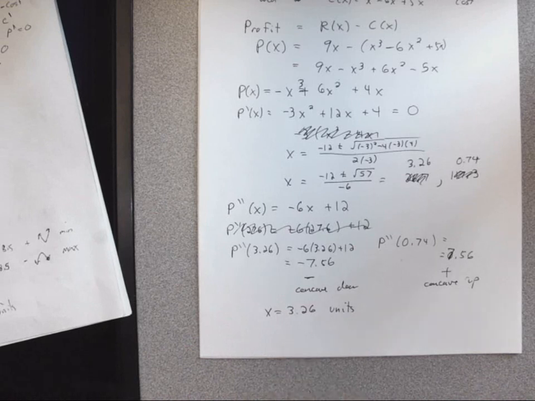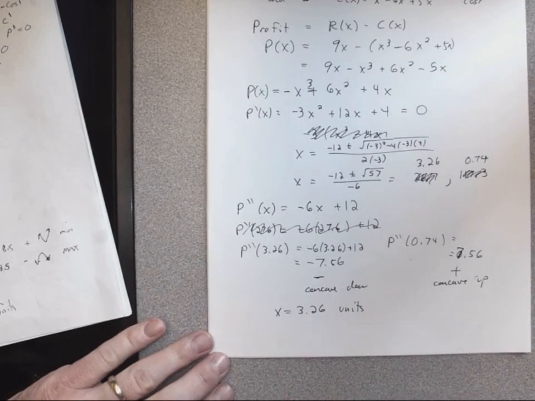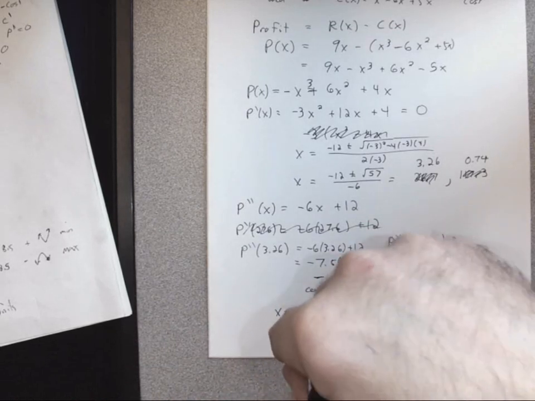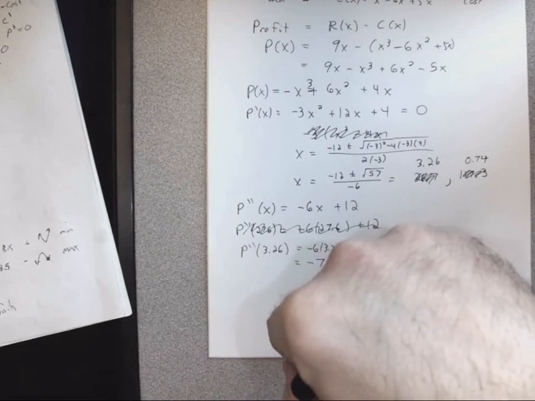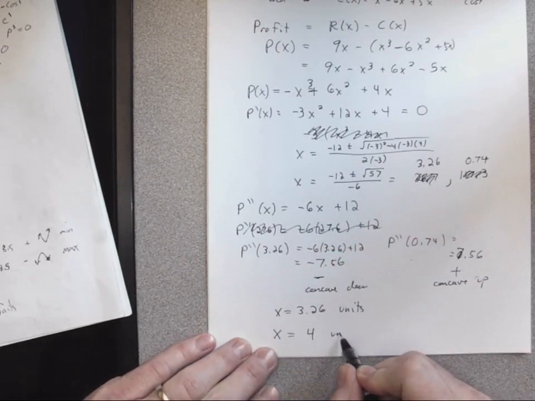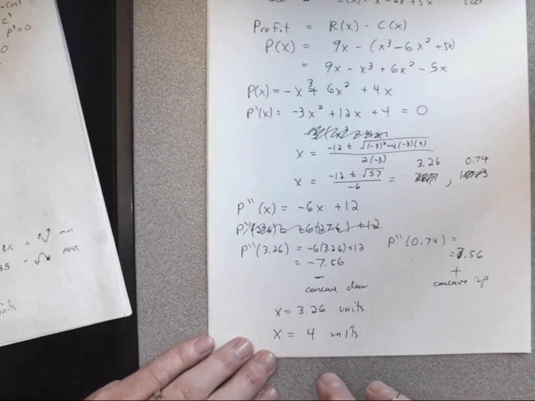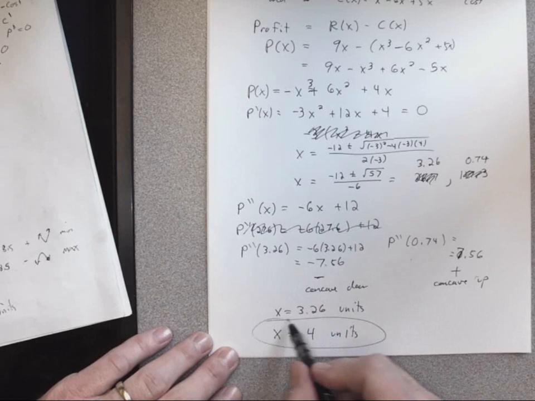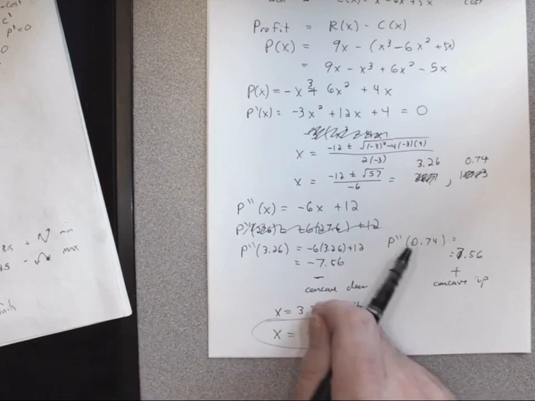So actually, you can't sell 3.26 units. That's actually something we should talk about. I'm not sure if the book will hammer us on that, but you can't sell 0.26 of a unit. So in order to maximize, you have to sell at least this many units, and 3 is not going to cut it. So technically, you would have to sell 4 units in order to maximize, because you have to sell at least this much. So the book might give you this, but that's real life right there.